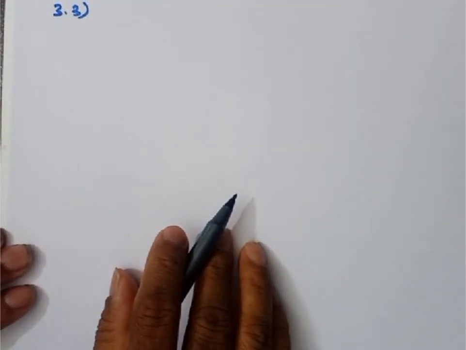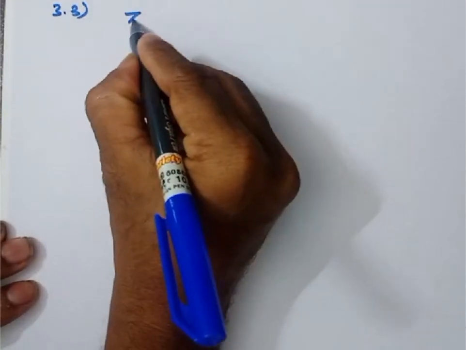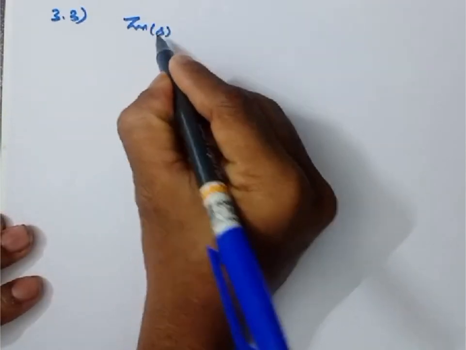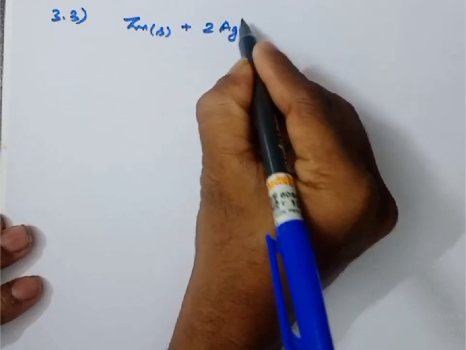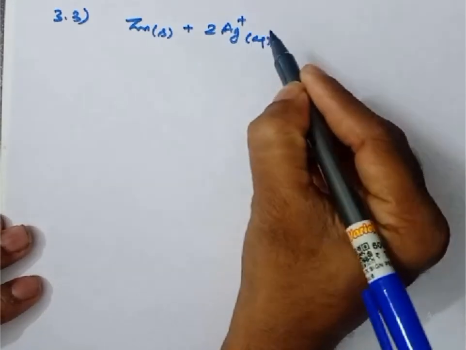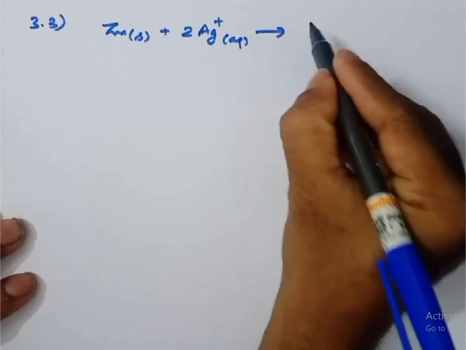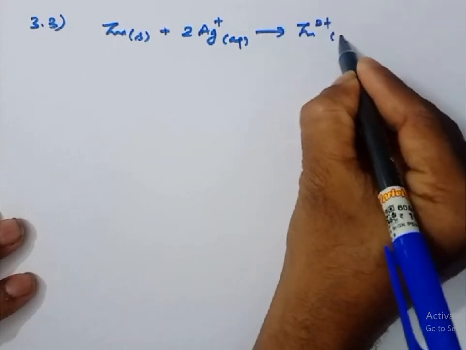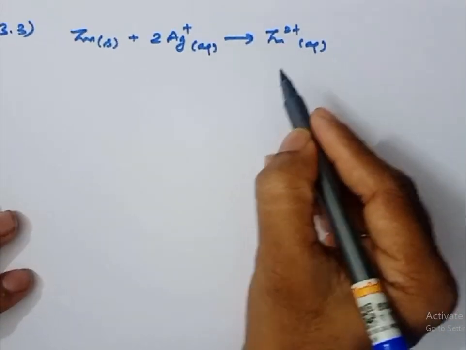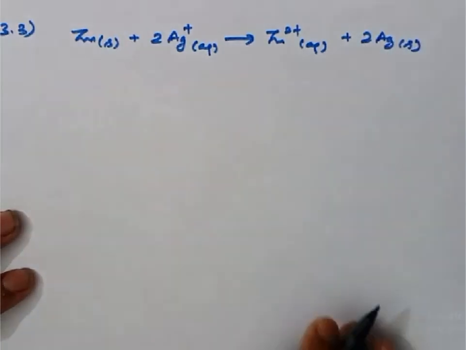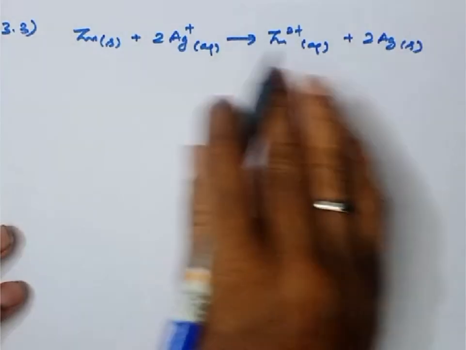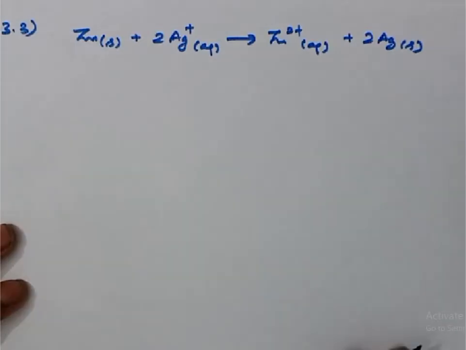Depict the galvanic cell in which some reaction is taking place. Zinc solid reacts with 2Ag+ aqueous, giving Zn2+ aqueous and 2Ag solid. Okay, some reaction is taking place in a galvanic cell, and they are asking a few questions.